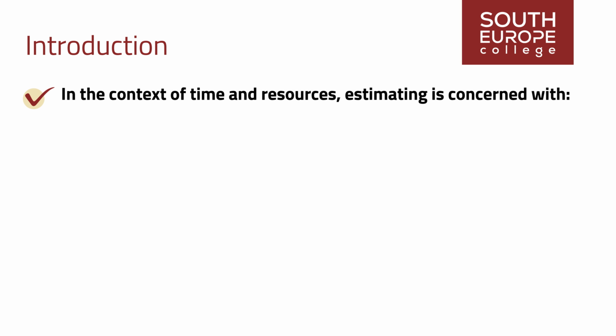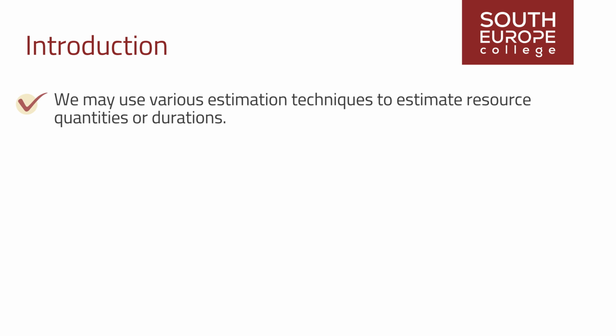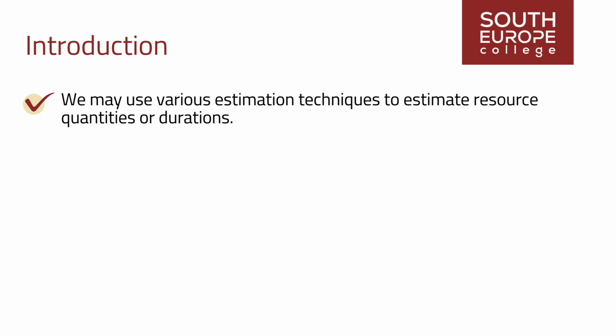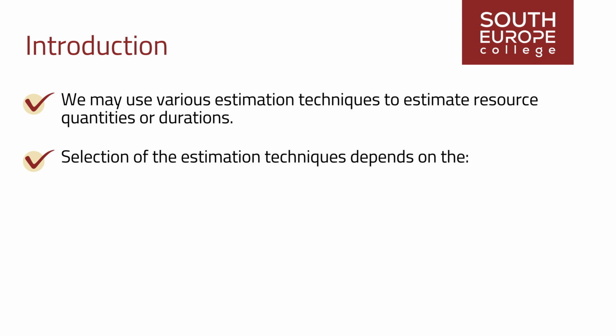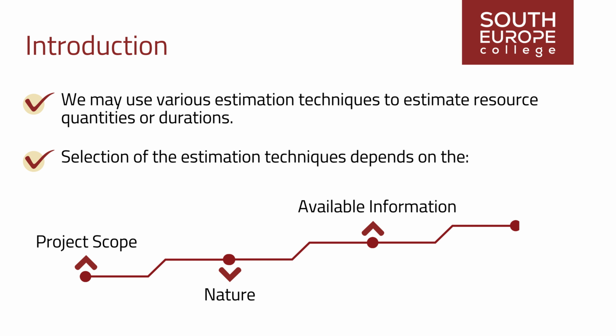In the context of time and resources, estimating is concerned with resource estimating, determining the human resources, equipment, and materials required for project activities. Time estimating, predicting the durations required to complete specific project activities. We may use various estimation techniques to estimate resource quantities or durations. Selection of the estimation techniques depends on the project scope, nature, available information, and the nature and type of each activity or work package.